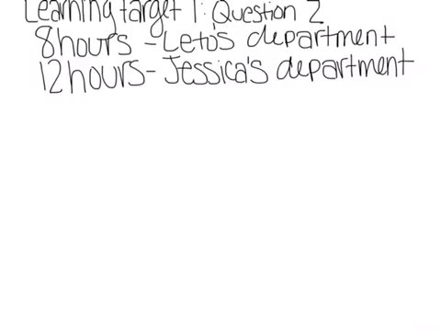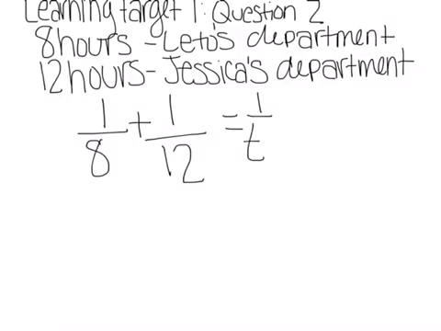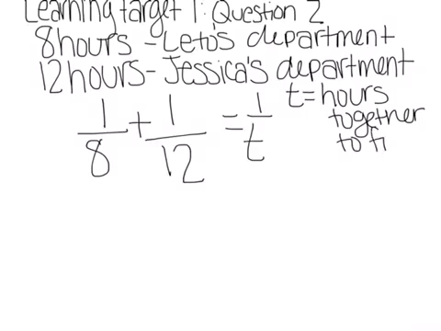Which means that you're going to be doing an addition problem. And because each of them are starting with an empty storeroom, and it takes Leto's department 8 hours, it's going to be one storeroom over 8 hours for Leto's department, plus one storeroom over 12 hours for Jessica's. And that is going to equal 1 over T, and T is equal to the hours together to fill the storeroom.